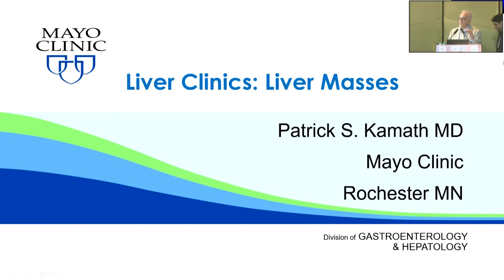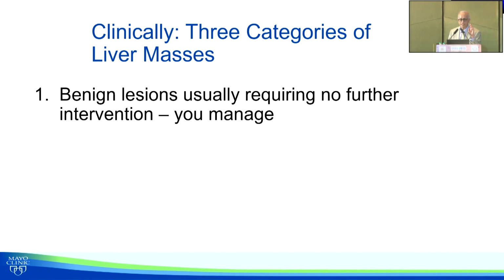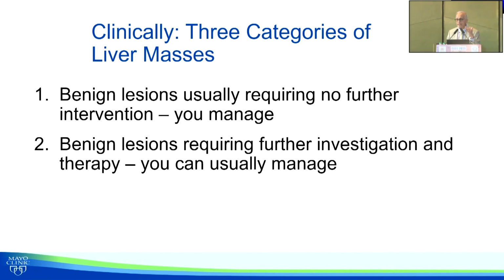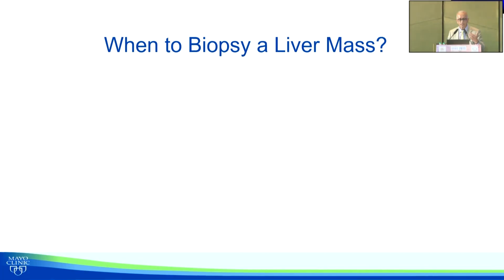Before we discuss the cases, we'll go over the general approach to liver masses. Take-home message: there are 3 categories of liver masses. Anytime you say liver mass, find out which of the 3 it is. Benign, requires no further intervention, you manage, you don't need to refer to anyone. The second category is again benign, but you require further investigation, it requires treatment, and you can usually manage. The third category is the malignant masses. Those require multi-specialty consultation.